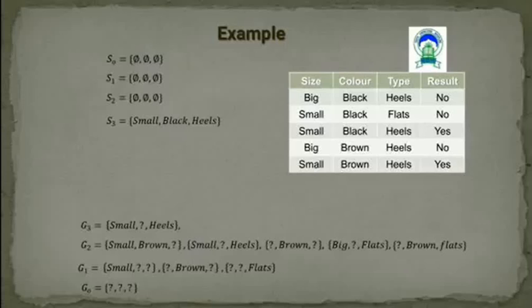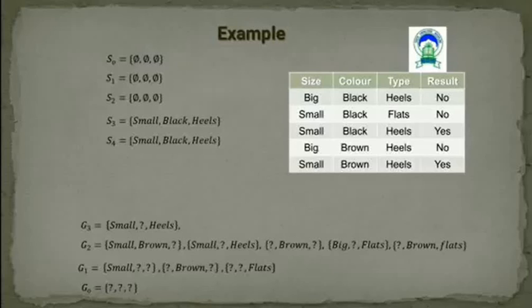Okay, guys. So next the result is no. So which we have to start with? The specific hypothesis. So S4 will become same, because small when compared with big, it is a no match. Black when compared to brown, no match. Hills and hills match, but the result here is no, and the result given is also no. As they are same, we have to just rewrite that for the S4 also.